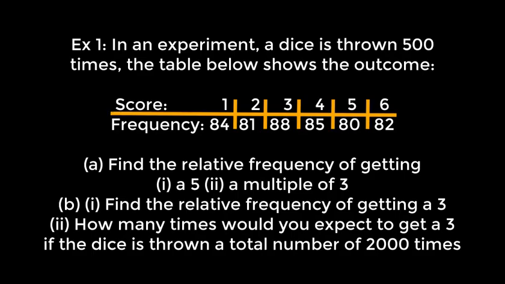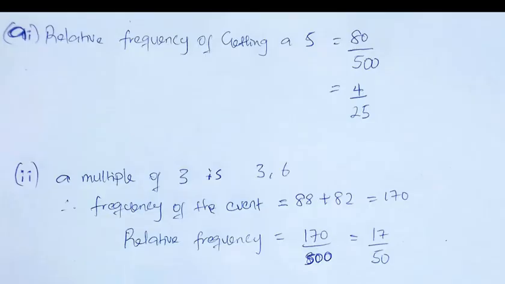Example 1. In an experiment, a dice is thrown 500 times. The table below shows the outcome. We are given the scores and we are given the frequency. We are told to find A, the relative frequency of getting a 5, and a multiple of 3. B, find the relative frequency of getting a 3, or find how many times you would expect to get a 3 if the dice is thrown a total of 2000 times. Now in the solution, relative frequency of getting a 5 would be what?